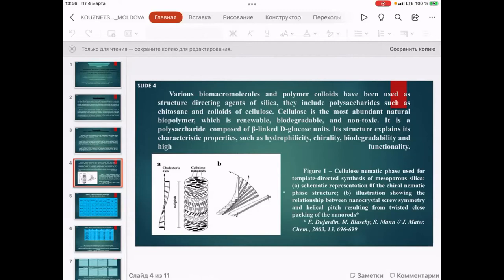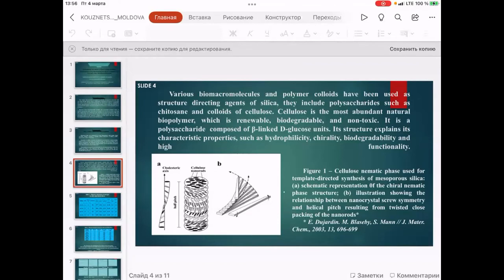for 2 hours. Various biomacromolecules and polymer colloids have been used as structure-directing agents of silica. They include polysaccharides. Cellulose is the most abundant natural biopolymer, which is renewable, biodegradable, and non-toxic. It is a polysaccharide composed of beta-linked D-glucose units. Its structure explains its characteristic properties such as hydrophilicity, chirality, biodegradability, and high functionality.